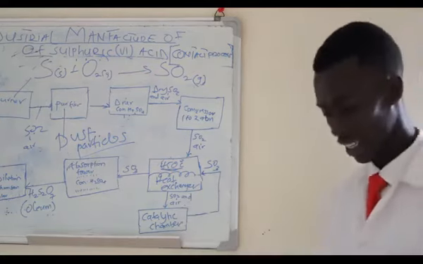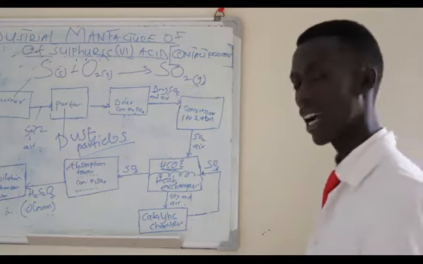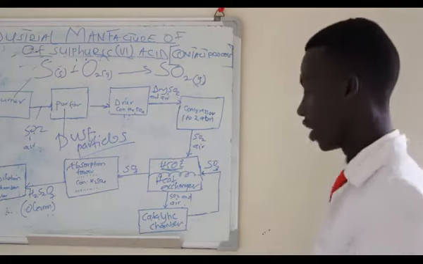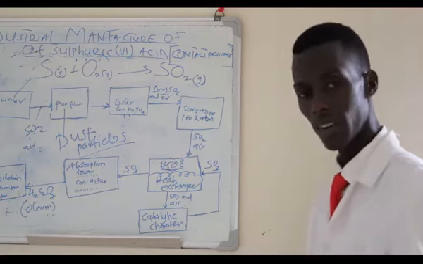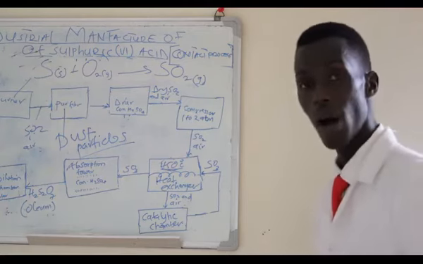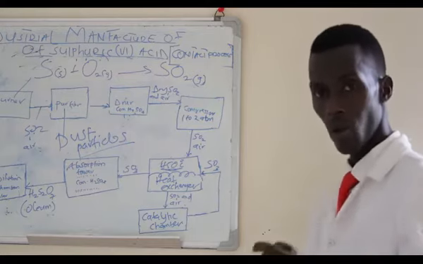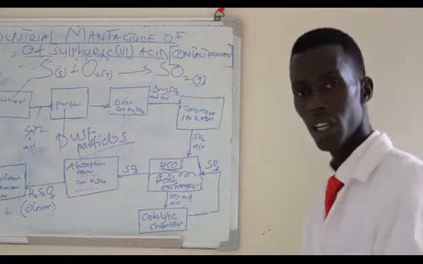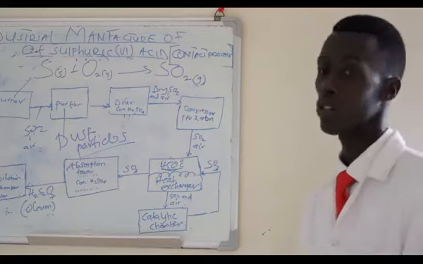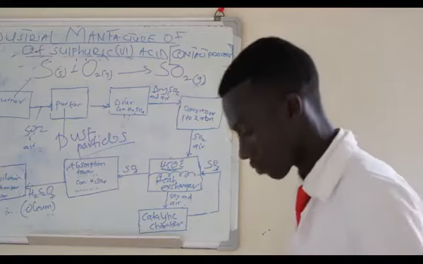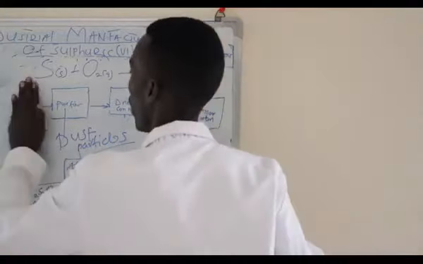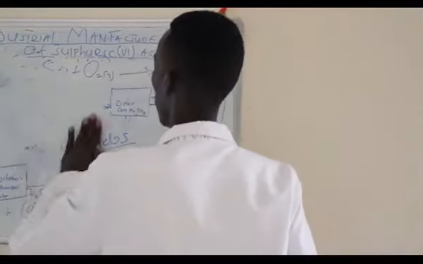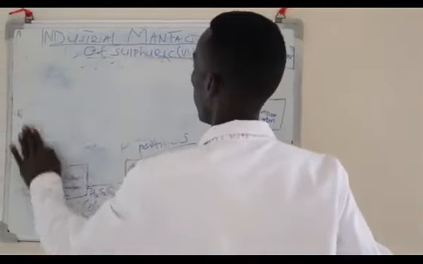Mark the word catalytic chamber. The word catalytic comes from the word catalyst. In this chamber we have a catalyst. Specifically here, we are going to talk about two catalysts. One of them is preferred over the other, and we are going to see the reason. So these are the two catalysts that are used here.